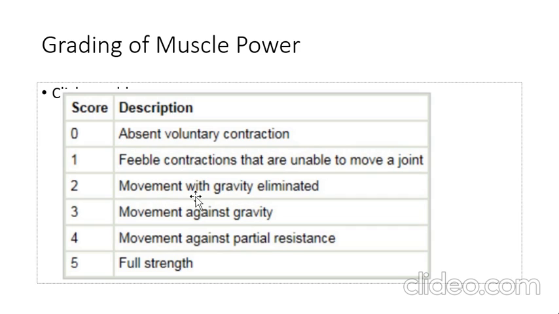Second, movement is possible with gravity eliminated, zero gravity. Then, movement against gravity but not against resistance. Then movement against partial resistance, okay? And then full strength movement, any flexion, extension, whatever it is. So the normal power is grade 5, okay? So this is all about tone and power, okay?